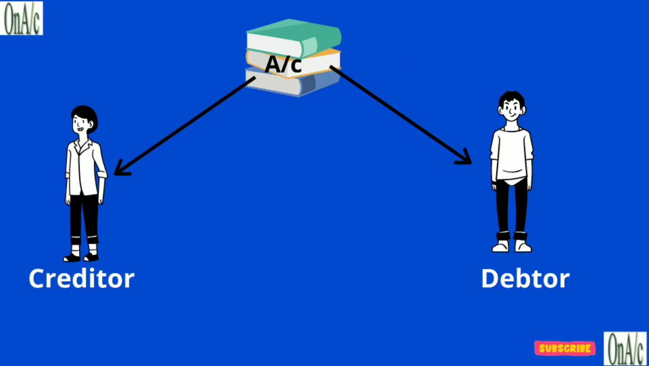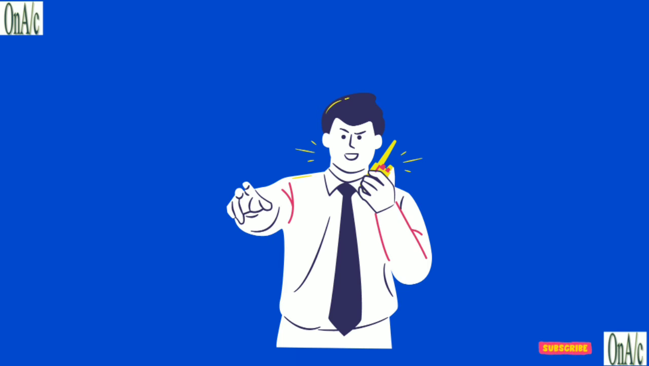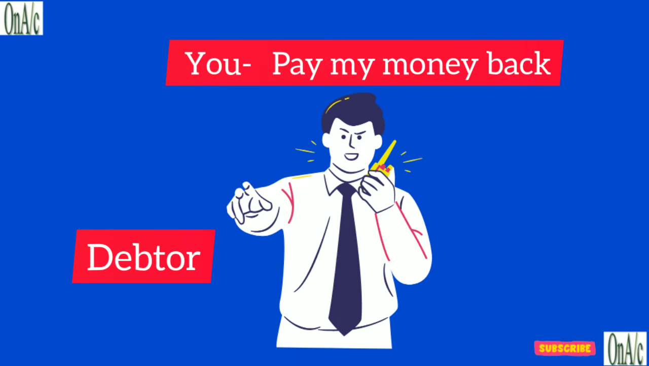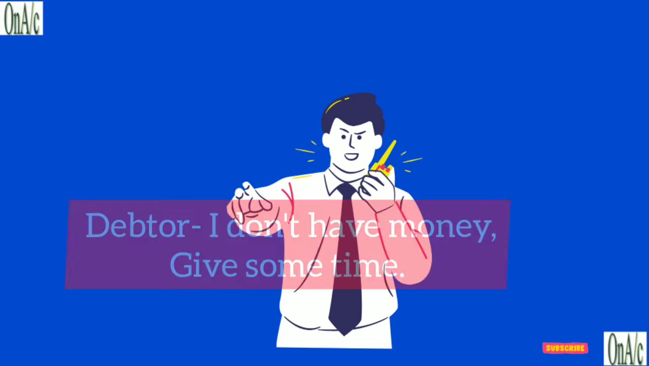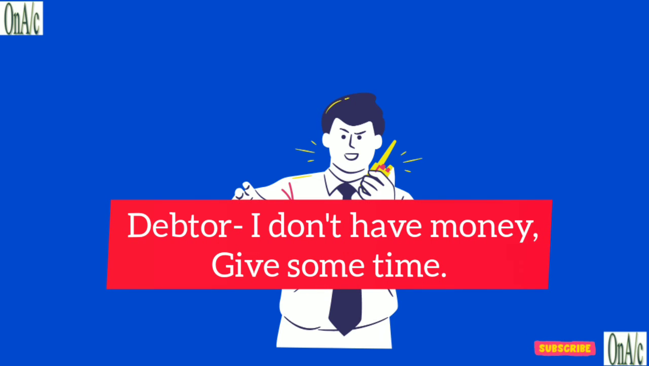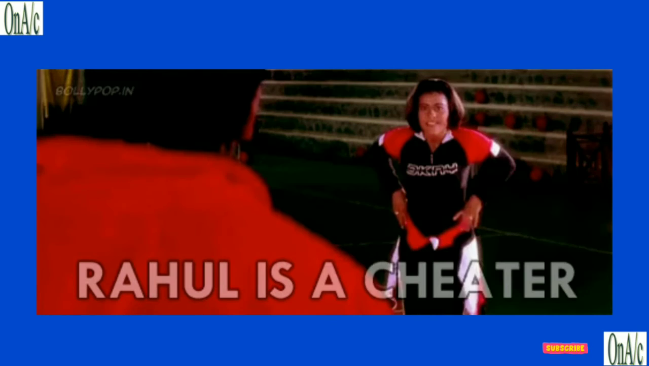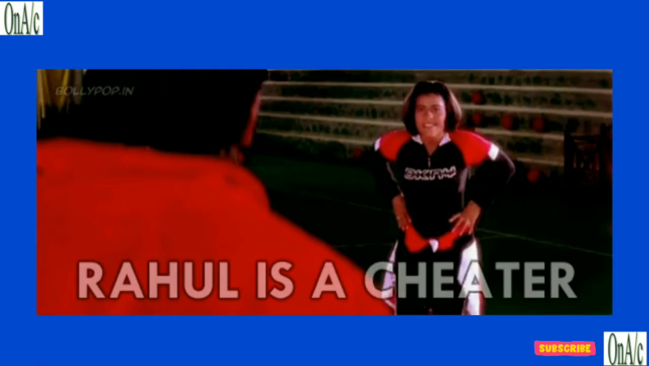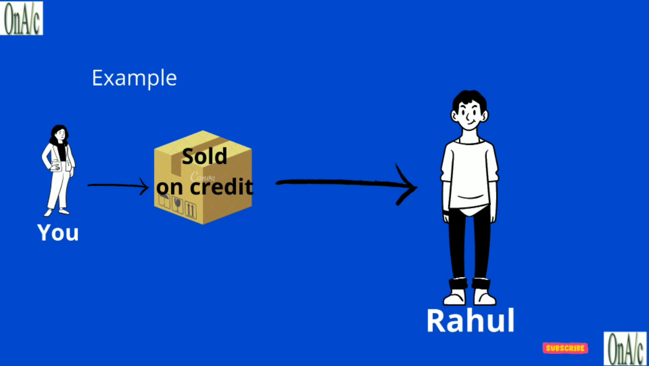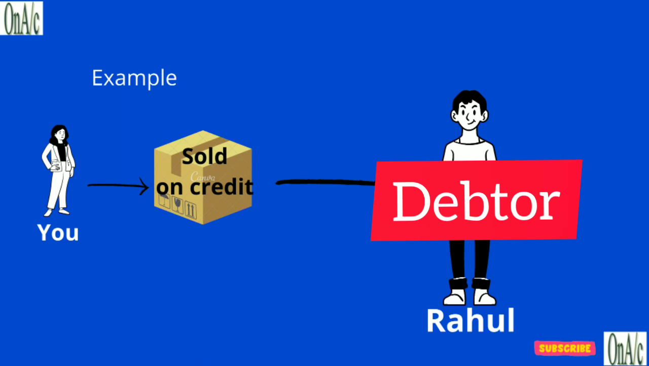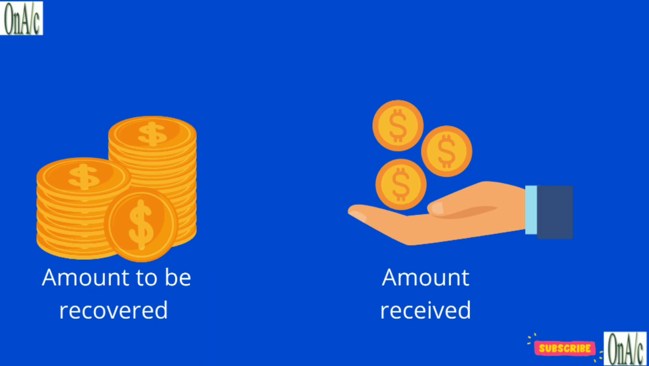Talking more about debtors, we often find that there are always a few debtors who don't pay back your money, even after constant reminders, and that too not the full amount. Remember the famous dialogue, Rahul is a cheater, Rahul is a cheater. Well, in our example, Rahul is a debtor, from whom we had to receive the amount of goods sold, but only part of the amount is received from him.